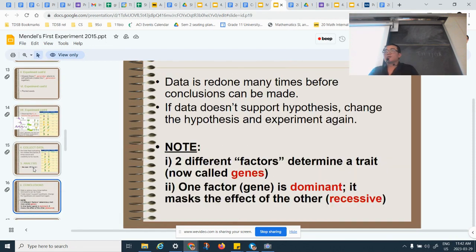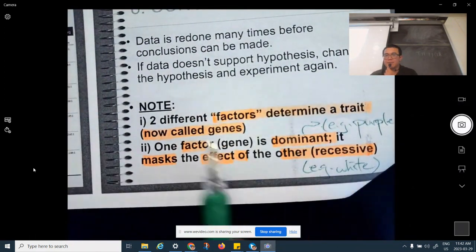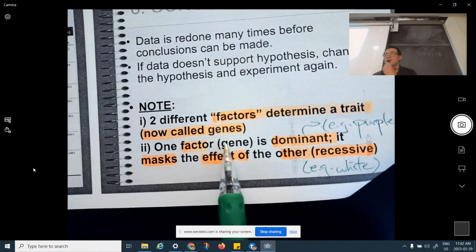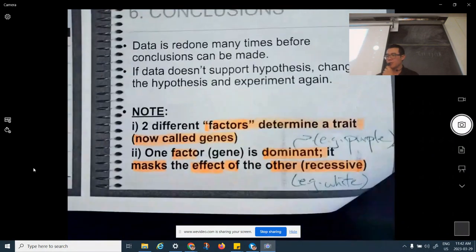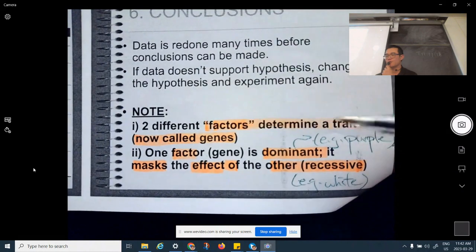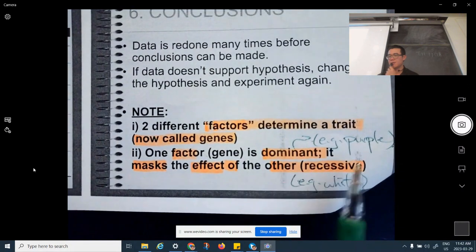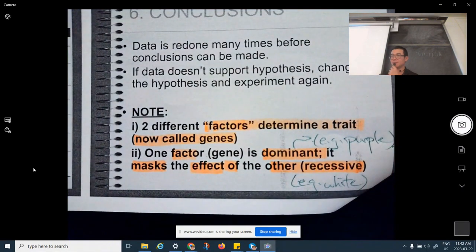Now, a couple of terms that we really should know. When he talked about factors, we're talking about traits. This is what we currently call genes. Back then, they didn't know about DNA, so they didn't use the word genes at the time. What he would say is that different factors determine a trait.